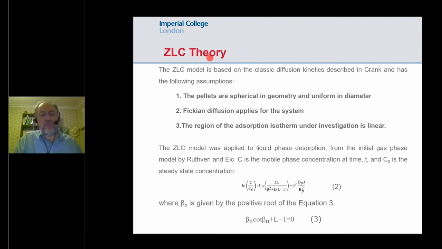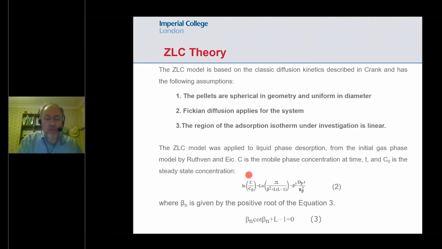So the ZLC theory is based on some classic diffusion kinetics, and it's described in the classic book by Crank. It assumes the pellets are spherical in geometry and uniform in diameter. It assumes Fickian diffusion applies for the system, and that the region of the adsorption isotherm is essentially linear.